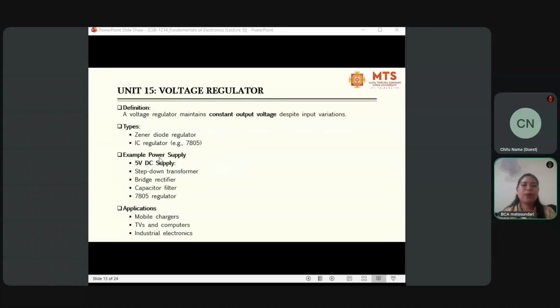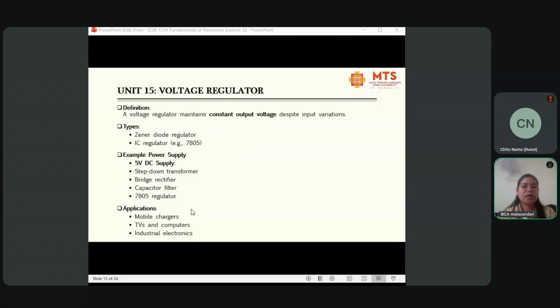So example, power supply, 5V DC supply: step down transformer, bridge rectifier, capacitor filter, 7805 regulator. These are the example of 5V DC supply.